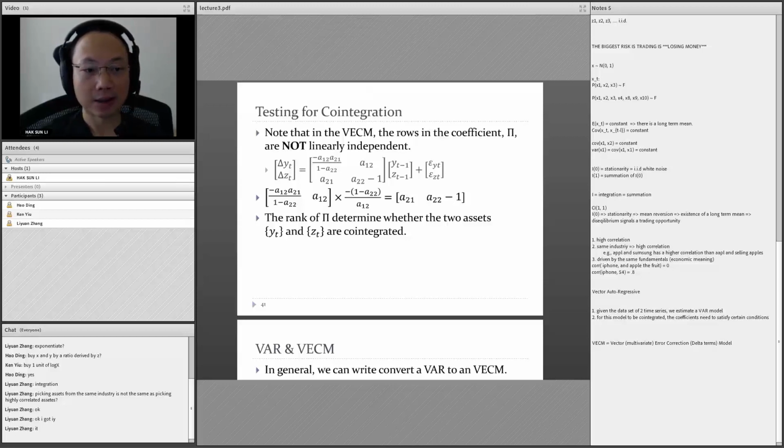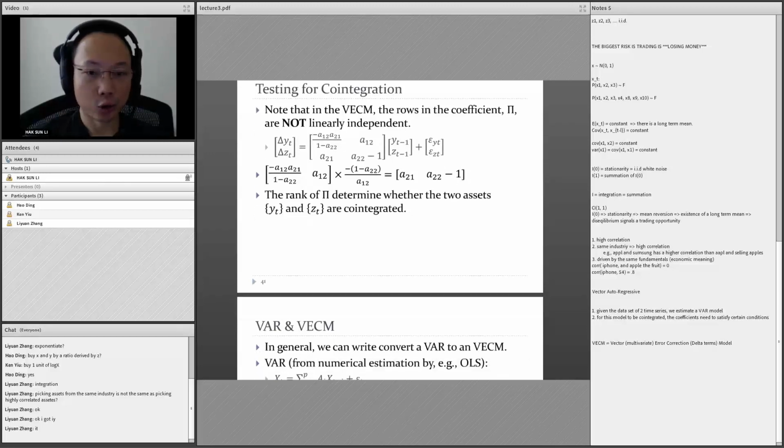Since this is a 2 by 2 matrix, a full rank 2 by 2 matrix has a rank of 2. Now, since it has a rank of 1, meaning 1 linearly independent vector, this is not a full rank matrix. And since this is not a full rank matrix, this time series is co-integrated. As we just saw, we proved that this time series is co-integrated. Let's skip this. So in general, we can have this conclusion.